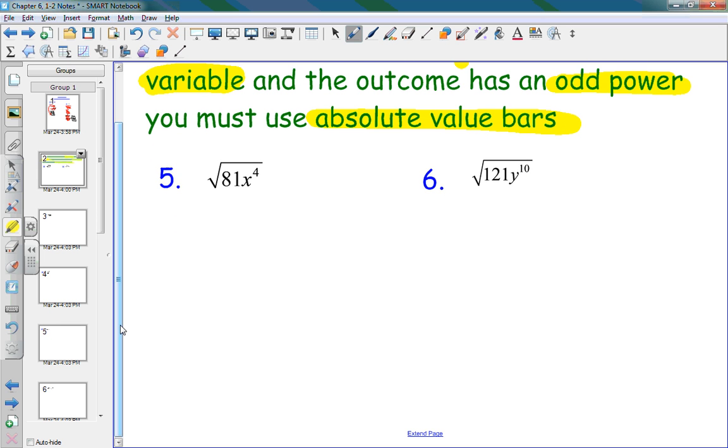So let me show you some examples of this. Number 5 off of tonight's homework. What I have going on there is the square root of 81 times x to the 4th. So what I'm going to do is divorce these. This is 81 times the square root of x to the 4th. That number multiplied by itself 2 times gives me 81. 9.